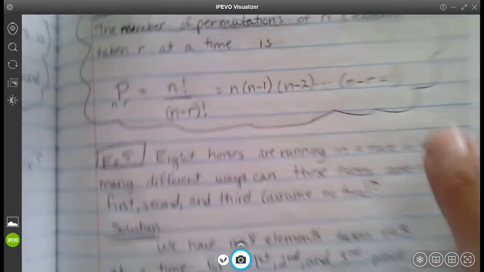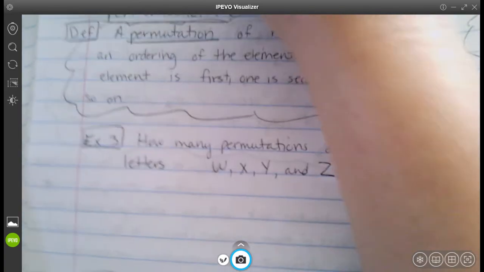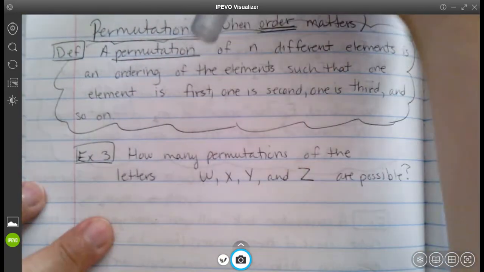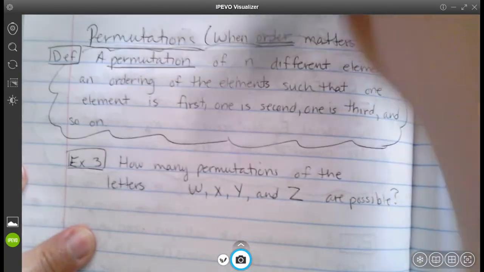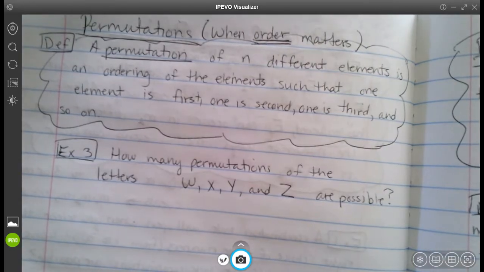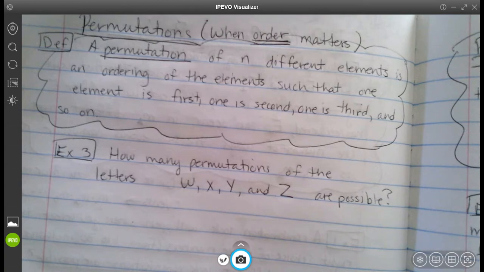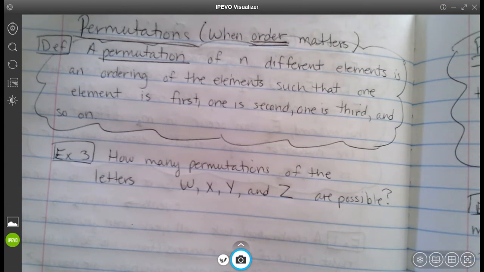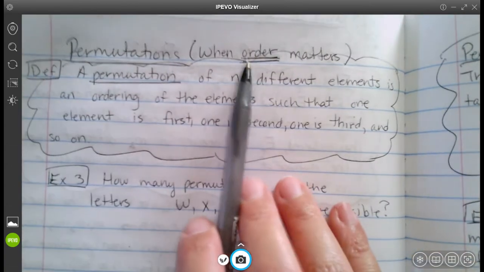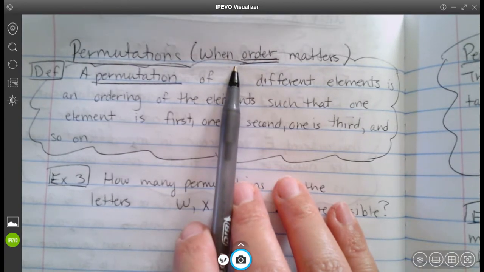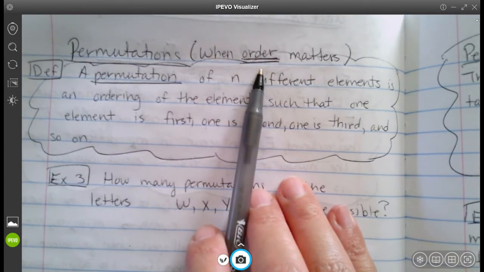Okay, let's go ahead and look at some more combination and permutation type of stuff here. Actually, we're going to look at permutations first. So what is a permutation? A permutation is basically when you take a certain number of elements and you order them in a certain way, such as first, second, and third. So for permutations, and I did put this here, order definitely matters. So when order matters, we call it a permutation.